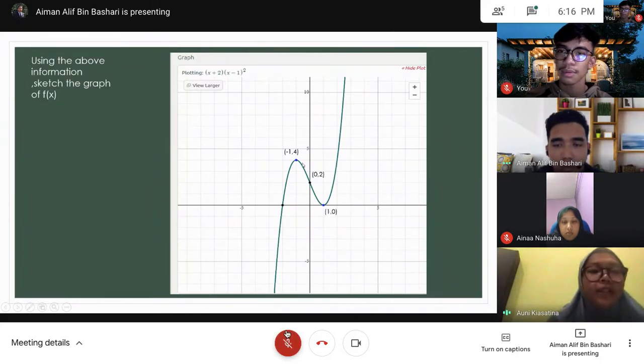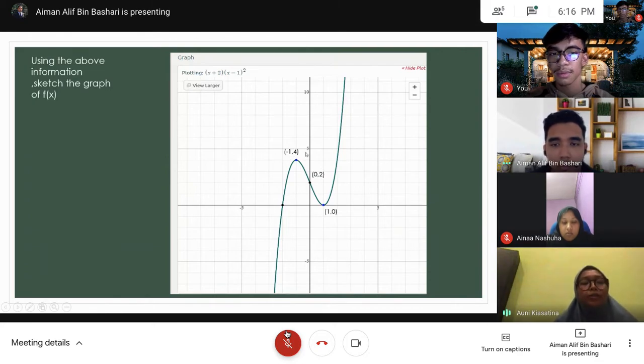Okay, for the graph, first we have to draw the x-axis and y-axis. We have to plot the points: for the maximum point (-1, 4), for the minimum point (1, 0), and for the inflection point (0, 2). So we draw the concave upward and concave downward. From negative infinity up until negative 1, then negative 1 up until the maximum point, meet the inflection point, from the inflection point to the minimum point, and then draw it up until infinity. That's all.